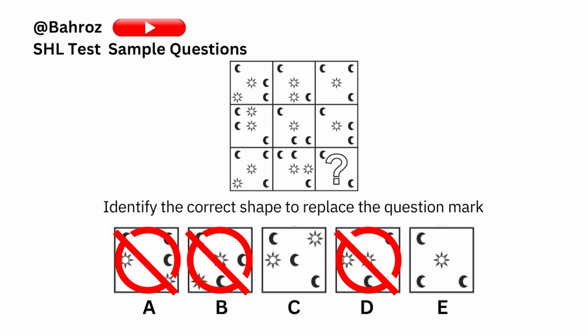Now let's look at the sun shape. Note across all blocks there is always a sun shape or symbol in the middle of the box, so we can eliminate C. Hence we are left with only E as the final answer.